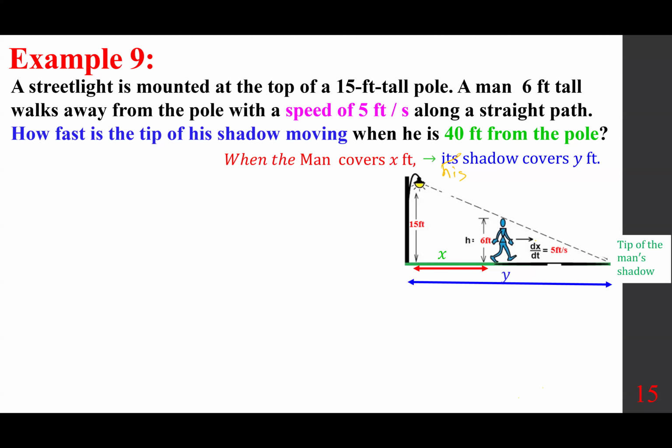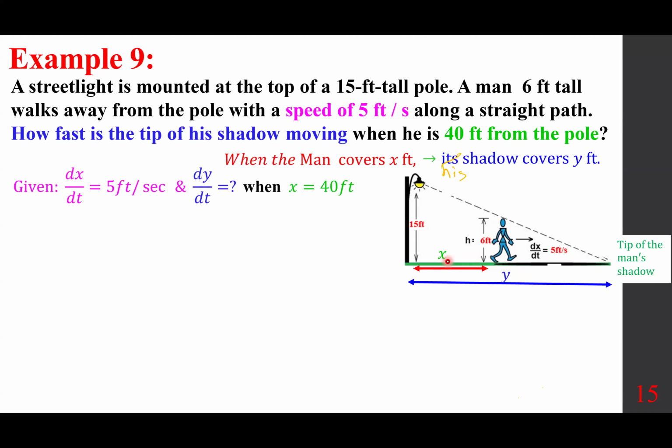So dx/dt is going this way with the speed of 5 feet per second. dx/dt is 5 feet per second, but we don't know dy/dt, because it asks how fast the tip of his shadow is moving, dy/dt. At what point? When he's 40 feet from the pole. He is at x equals 40 feet.